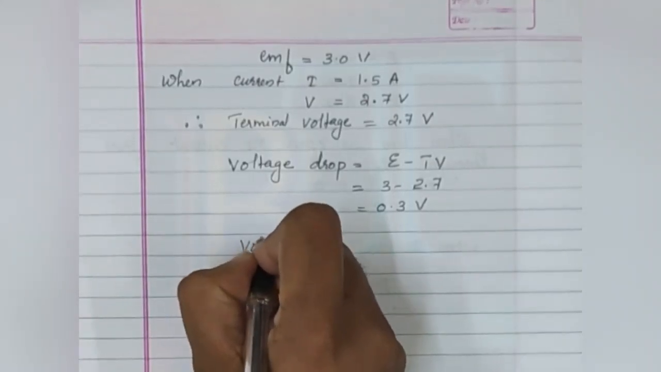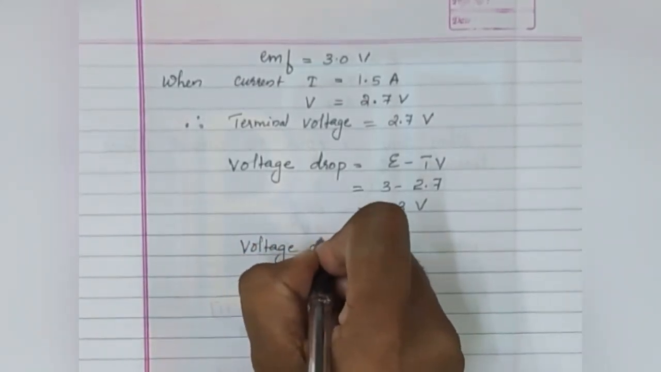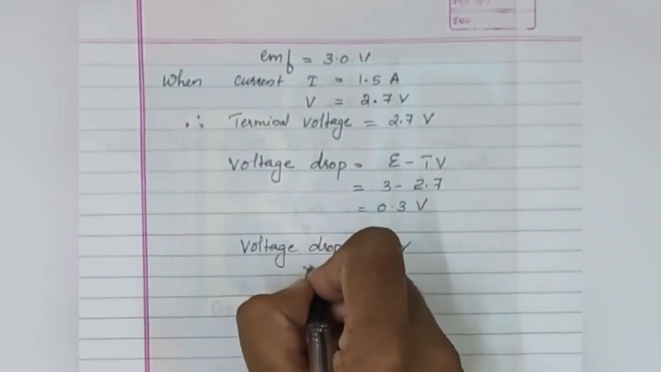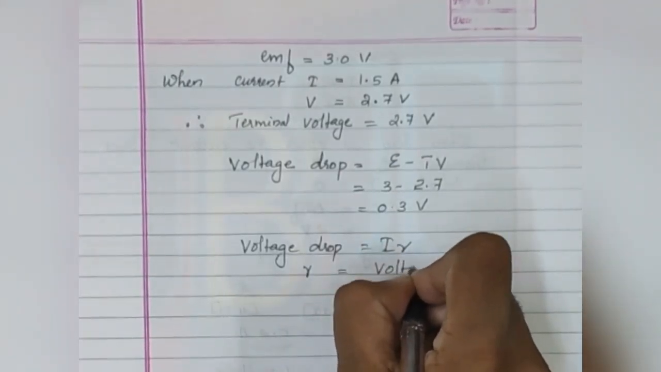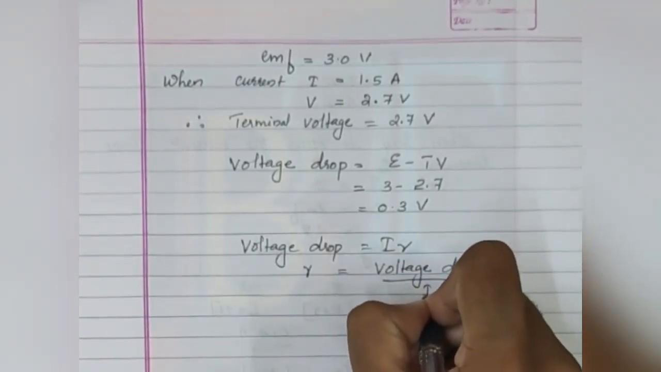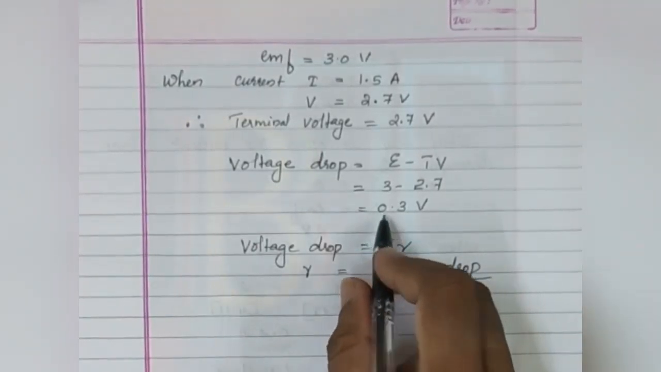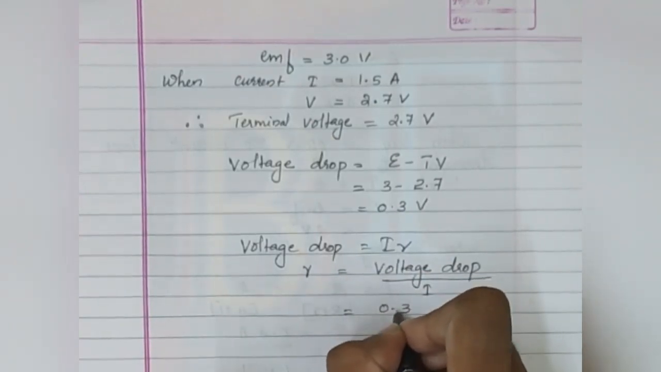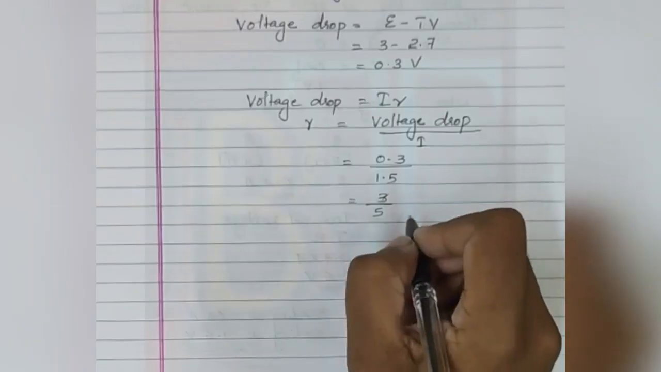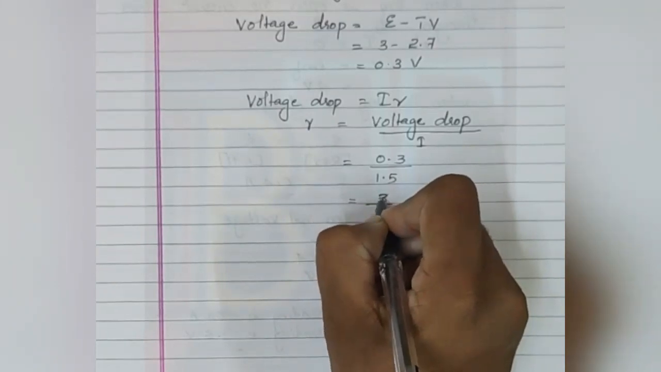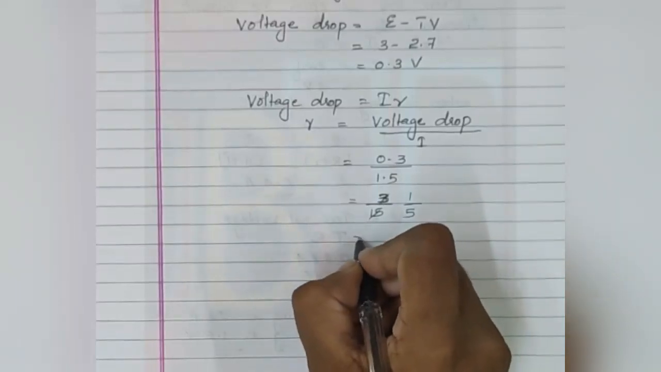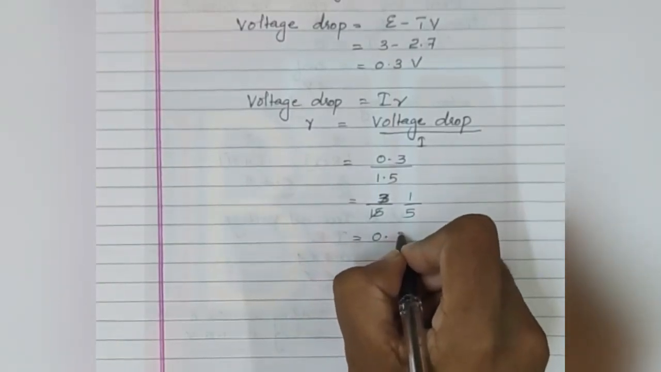As we all know, voltage drop is equal to current into internal resistance. Hence, internal resistance is equal to voltage drop divided by current, which is 0.3 divided by 1.5. Hence, we will get 3 by 15. On cancelling, it is 1 by 5. 1 by 5 is 0.2 ohm.